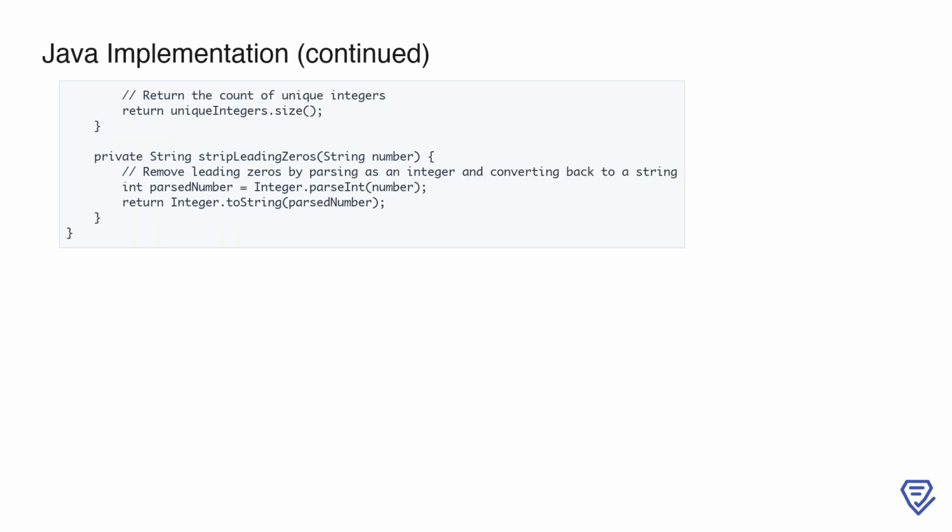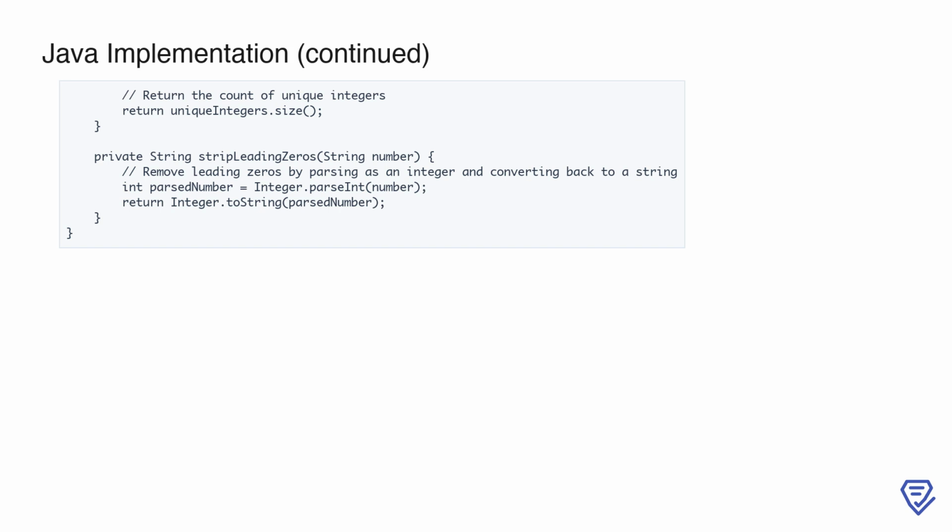Finally, after exiting the loop, we perform one last check to ensure no number is left unprocessed. If currentNumber still contains digits, we add it to the hash set after removing any leading zeros. The unique integers hash set now contains all distinct integers extracted from the string. The method concludes by returning the size of the hash set, which represents the total count of unique integers.